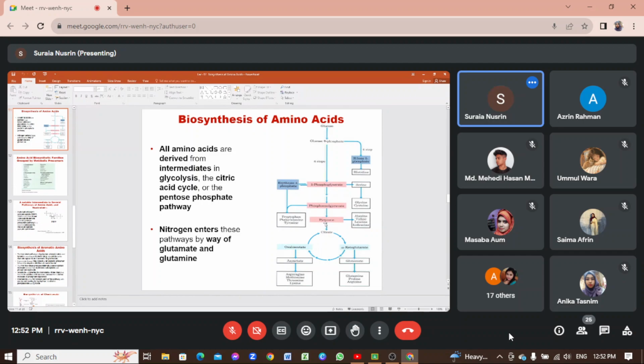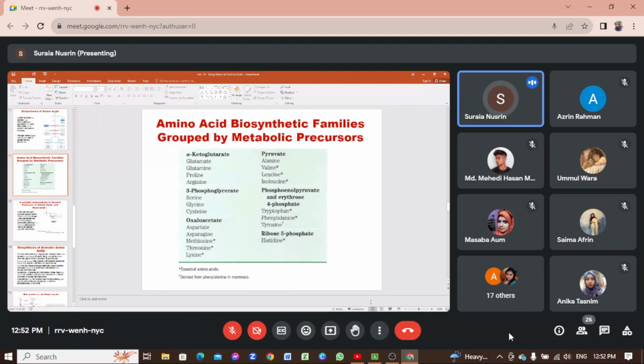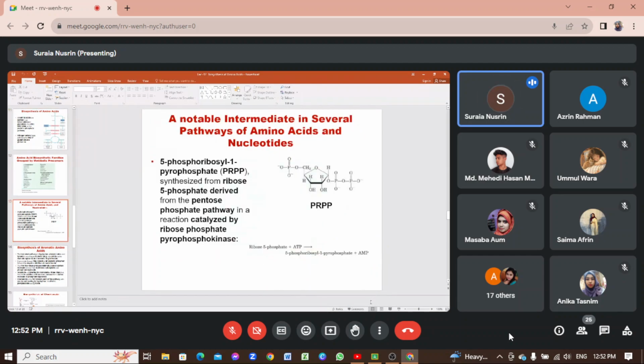And pyruvate to alanine is a simple transamination reaction. Oxaloacetate to aspartate, simple transamination reaction. Alpha-ketoglutarate to glutamate. All these reactions we have already learned. Some further steps are required to synthesize other amino acids, so we just focus on the two important or complex pathways, which are the aromatic amino acids and histidine.